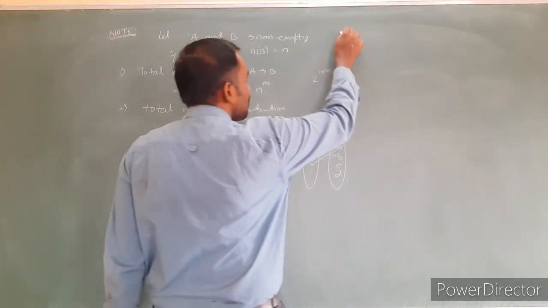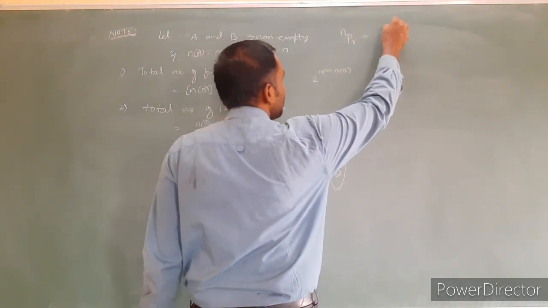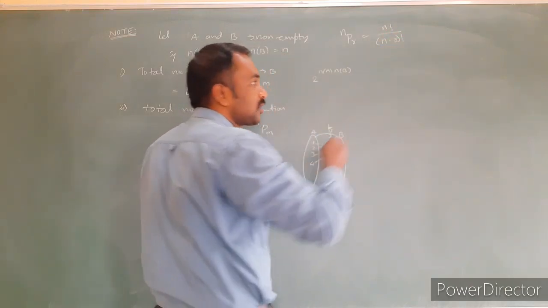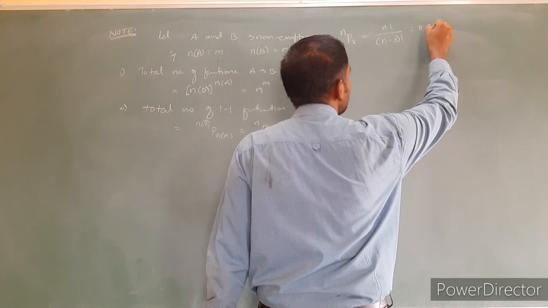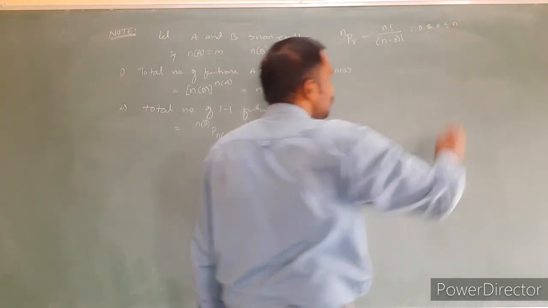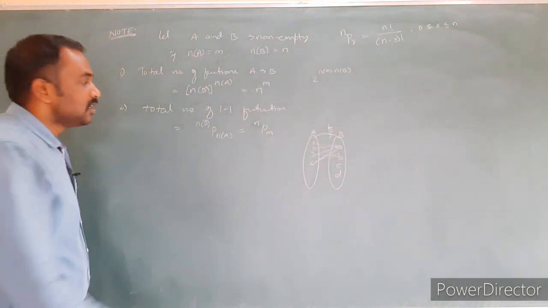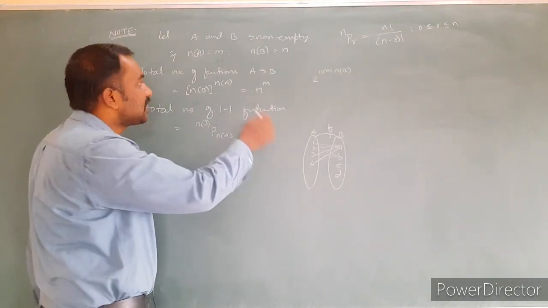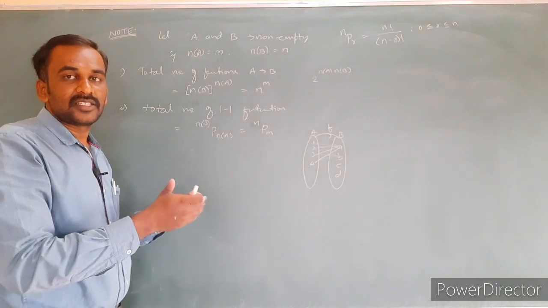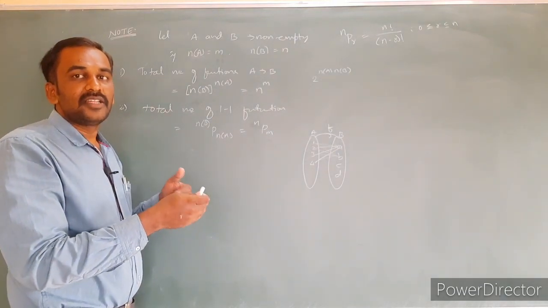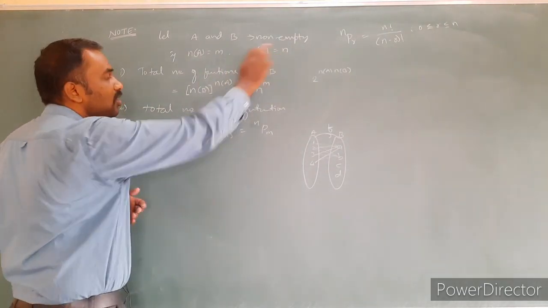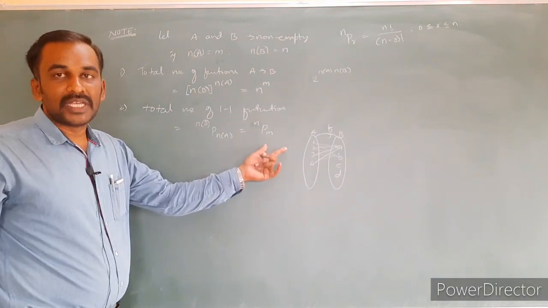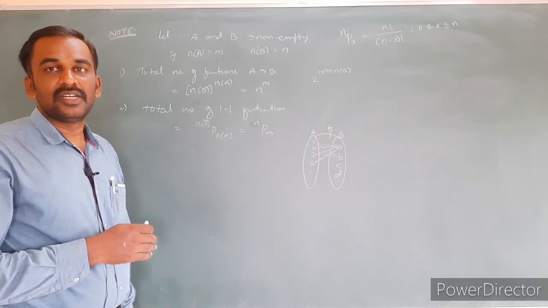We already know the nPr formula. What is the nPr formula? n factorial divided by (n minus r) factorial, provided that r lies between 0 and n. Here also m lies between 0 and n. The number of elements in set A is not more than the number of elements in set B, that is, less than or equal to it.